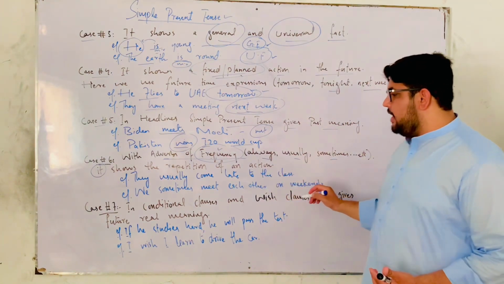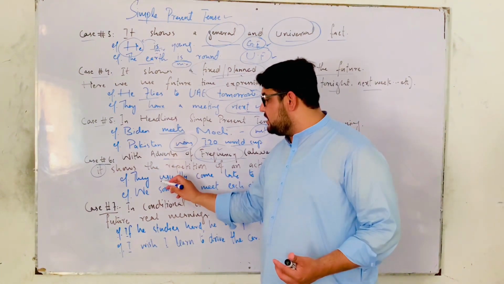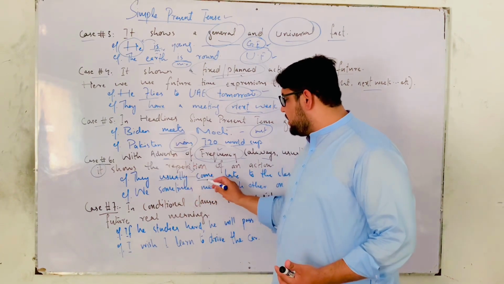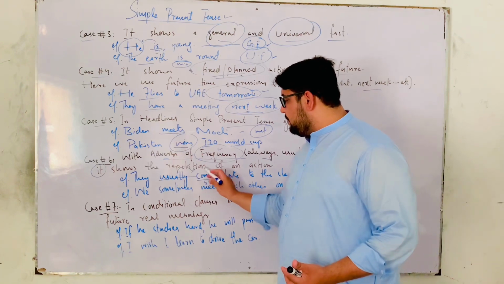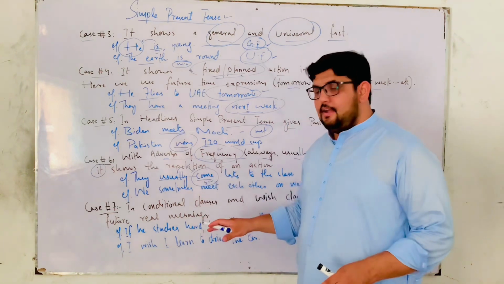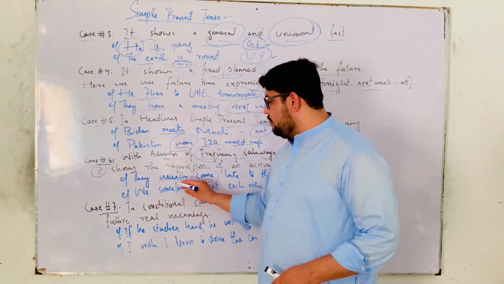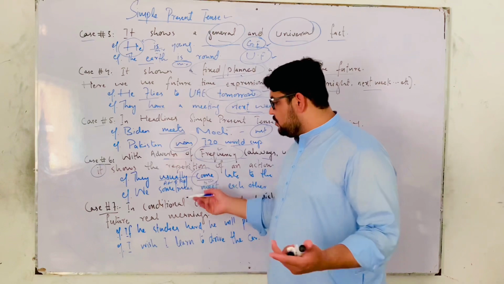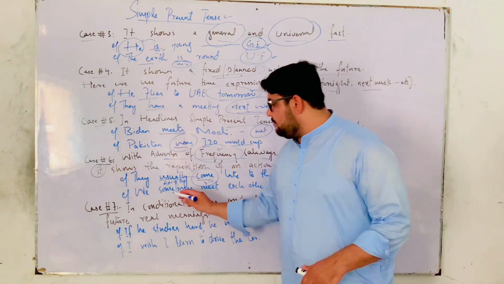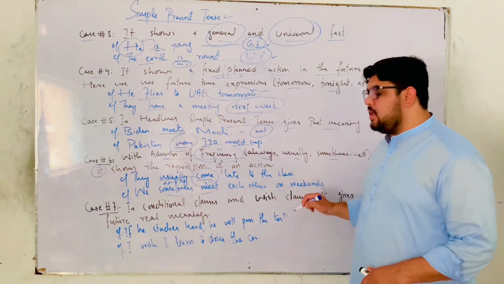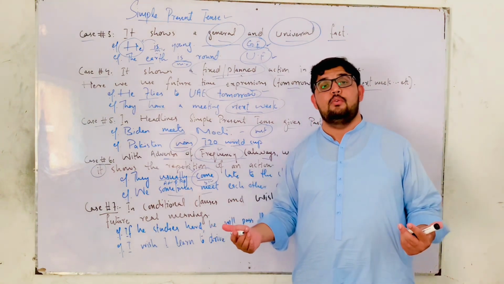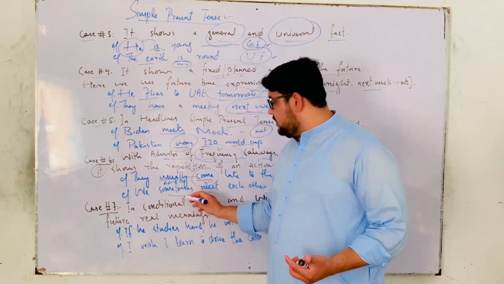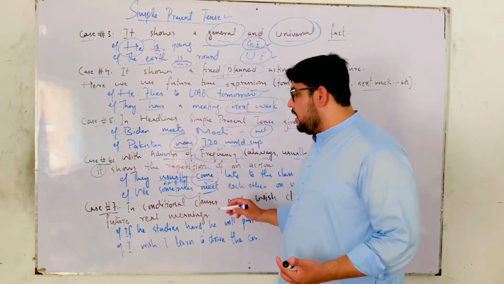Like, they usually come late to the class. So this usually is an adverb of frequency. It is used with simple present tense, the base form of the verb, to talk about the repetition of this action in the present. So an adverb of frequency shows the repetition of an action. We sometimes meet each other on weekends. So sometimes, an adverb of frequency, is used to show the repetition of this meeting.